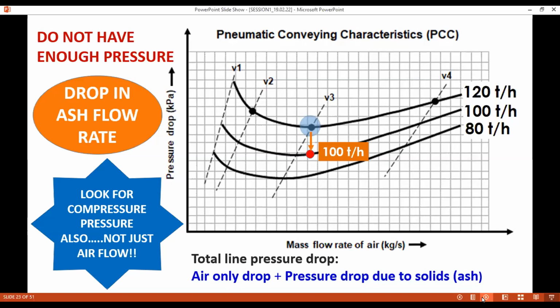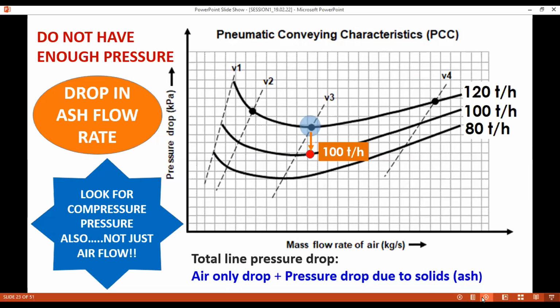So here, the difference from the last two graphs and this one is, in the last two graphs, you have moved horizontally left and right, and you ran into trouble. If the compressor is limited by pressure, then also you will run into trouble. You simply don't have enough pressure in the air.